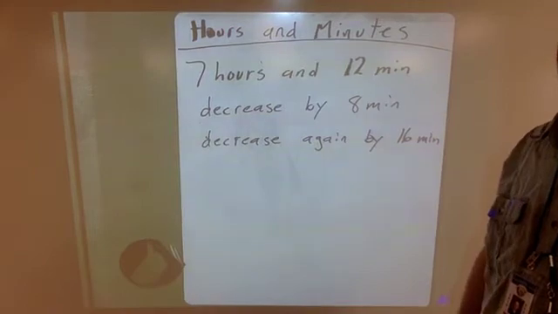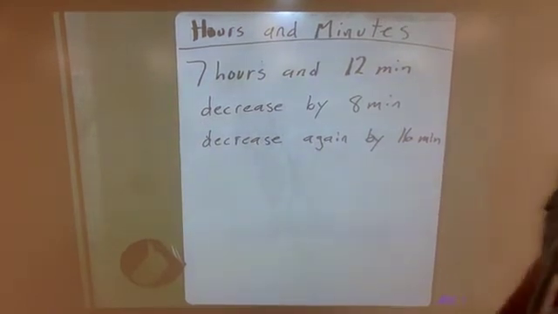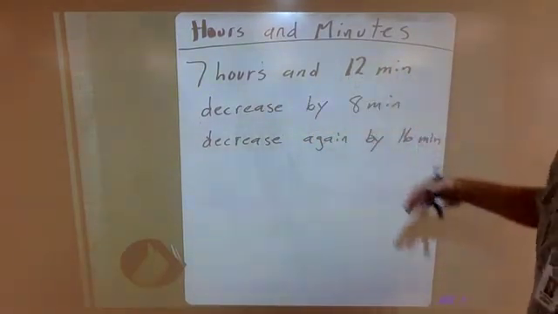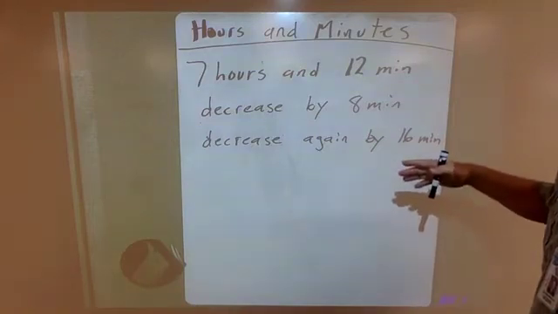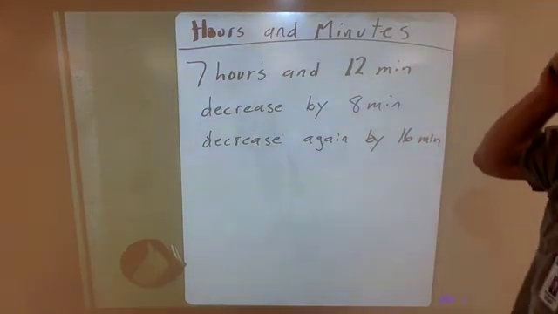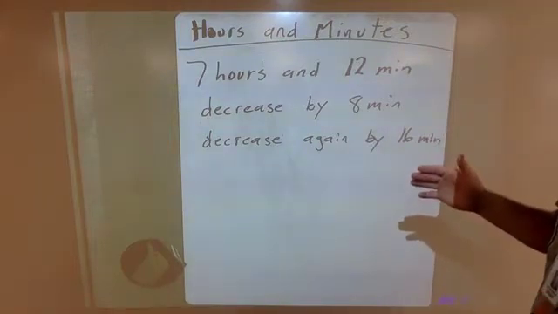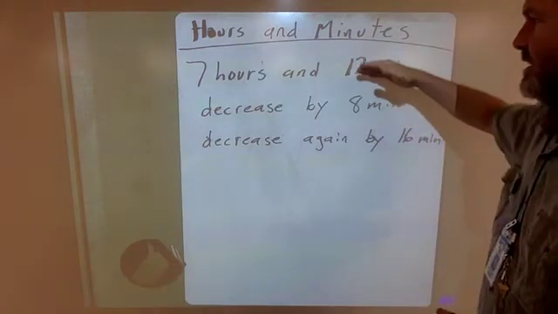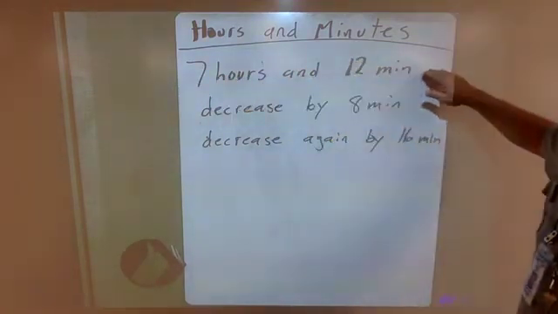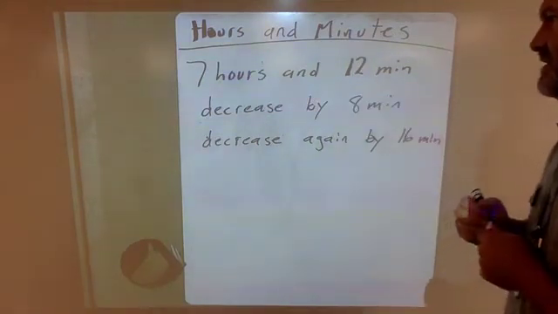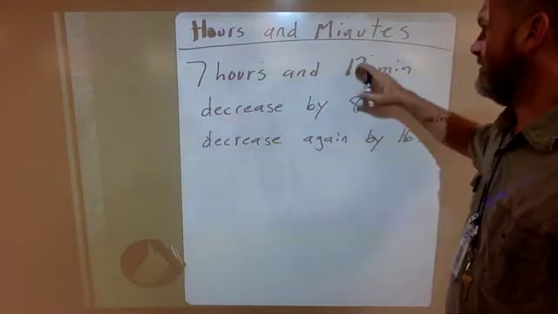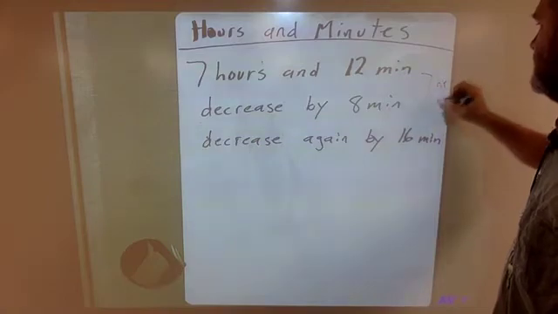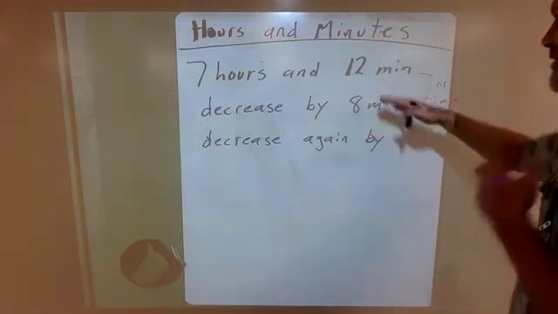One of them is dealing with hours and minutes. All right, so I gave you a scenario here where you're starting off at 7 hours and 12 minutes and then you decrease twice. The reason I wrote it like this is because I don't want there to be confusion. I want to stress that when you decrease by 8 minutes the first time, you're taking 8 minutes off this original number. Sometimes students in the past have said 7 hours and 12 minutes decreased by 8 minutes, so they thought that you actually started at 7 hours and 20 minutes. And you decreased by 8 to get to here.